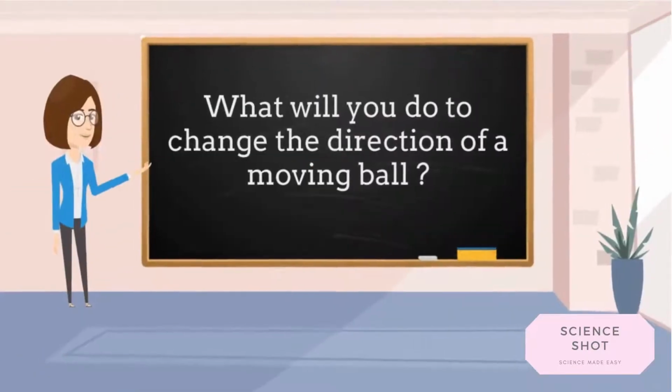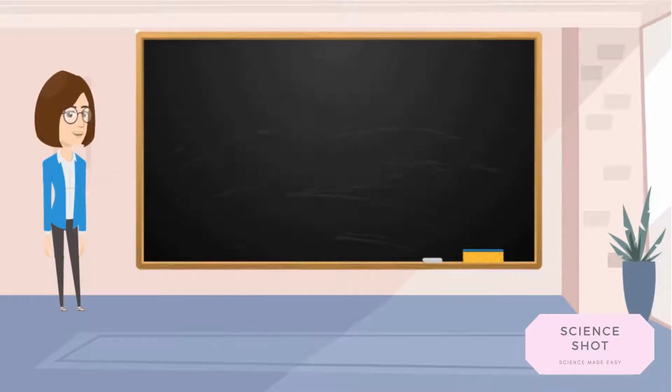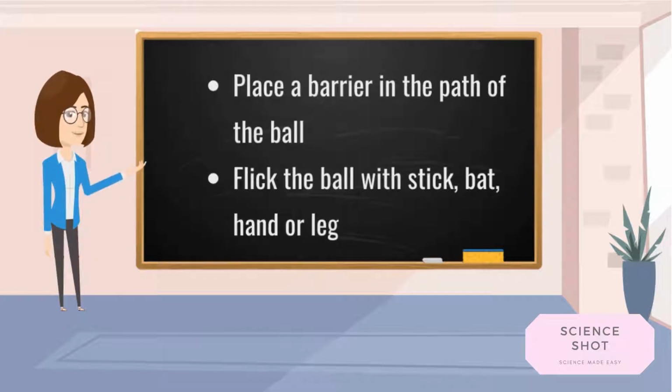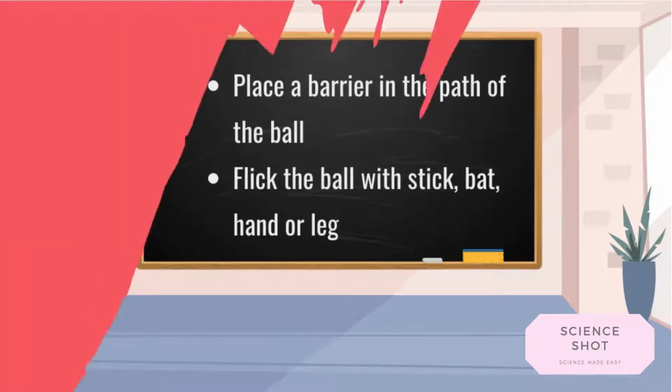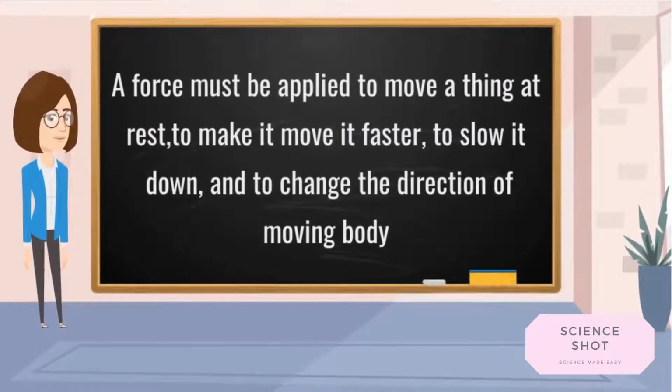Let us take another case. What will you do to change the direction of a moving ball? Yes, either you can place a barrier in the path of the ball, or flick the ball with a stick, bat, hand, or your leg. Thus, we can conclude that a force must be applied to move a thing at rest, to make it move faster, to slow it down, and to change the direction of a moving body.